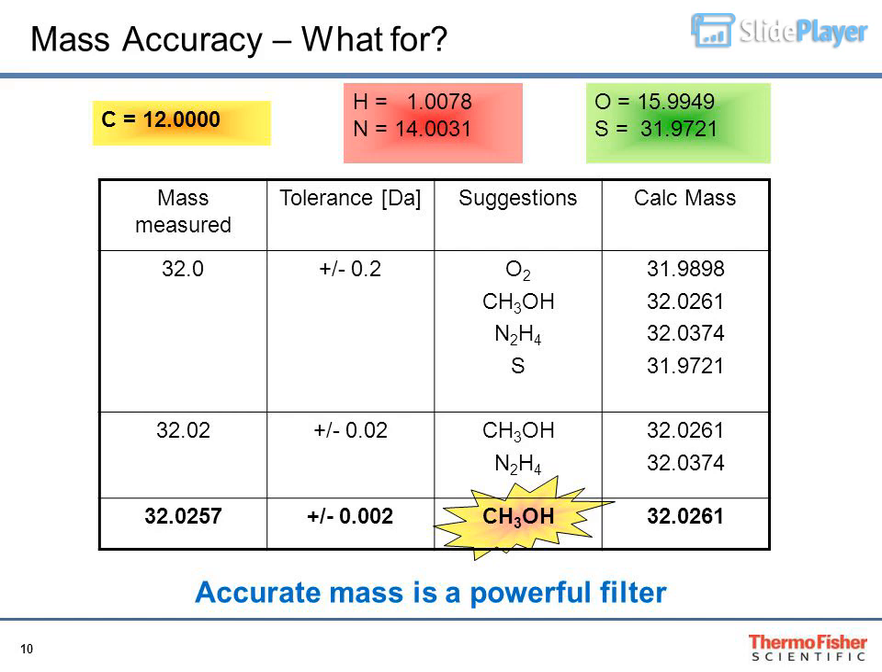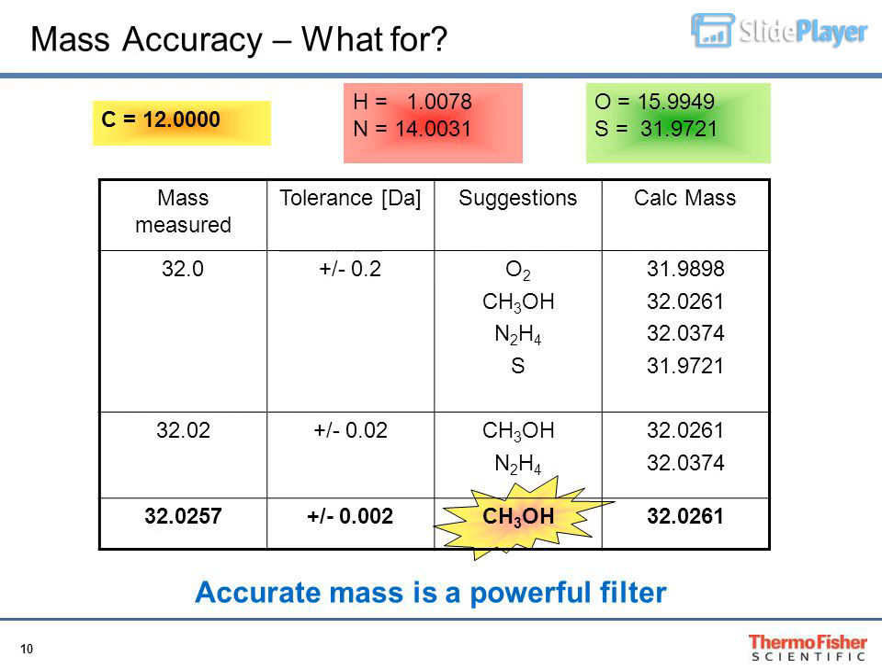Plus or minus 0.002. But here is the interesting thing, only the mass of 12C is a nice round number, 12. All other elements are either a tiny bit larger, H, N, or a tiny bit smaller, O, S. They show a so-called mass defect. If we can measure with enough accuracy, then this mass defect can effectively exclude some of the compound suggestions. In the ideal case, just a single elemental composition, a particular combination of selected elements considered within certain limits, will remain. Mass accuracy is thus a powerful filter.